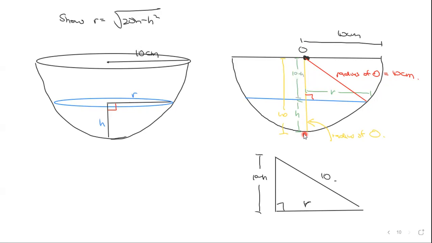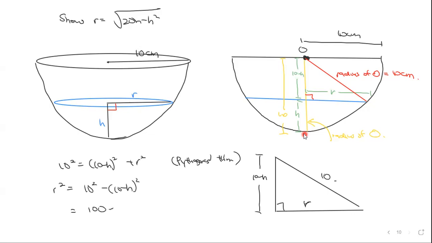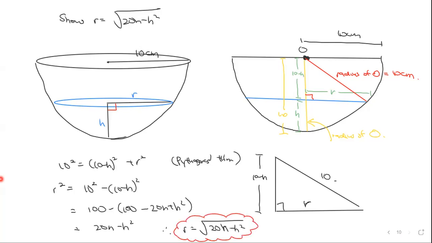Now that we've got a right angle triangle, we can use Pythagoras' theorem. 10 squared equals (10 minus h) all squared plus r squared. Which of course means r squared must equal 10 squared minus (10 minus h) all squared. And therefore, r must equal the square root of 20h minus h squared. And that's it. That's how you do part 1.